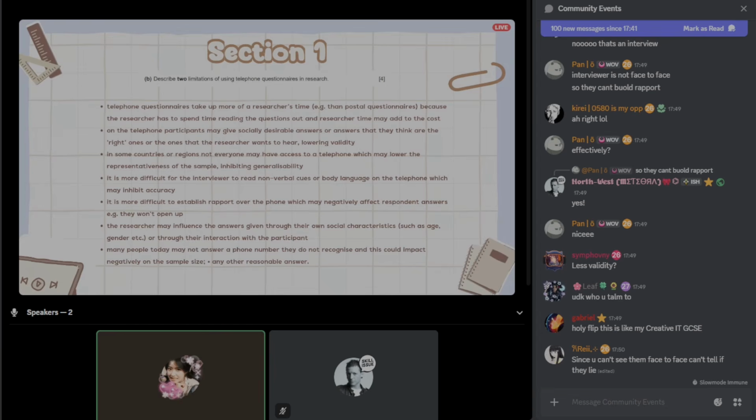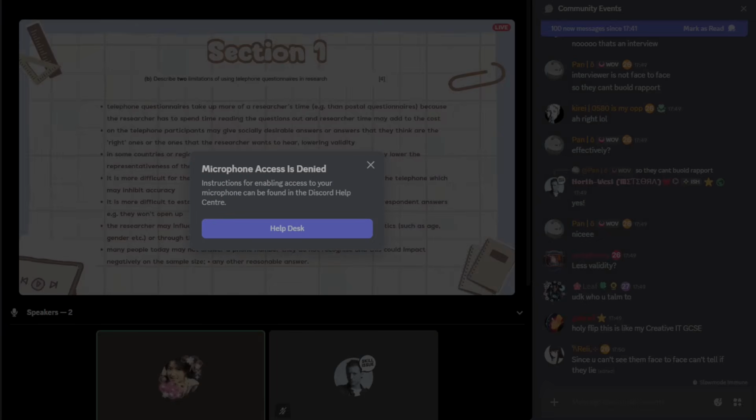And on the telephone, participants may give socially desirable answers, or the ones that the researcher wants to hear. In some countries or regions, not everyone may have access to a telephone, which may lower the representativeness of the sample, which is inhibiting generalizability. This is a really creative answer, by the way.